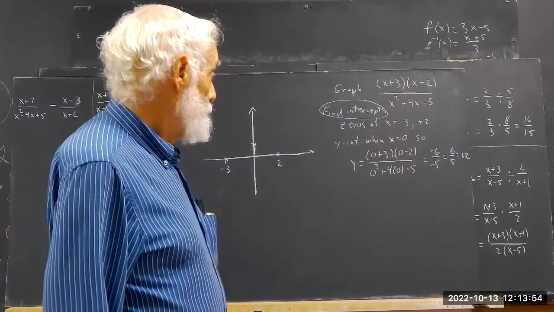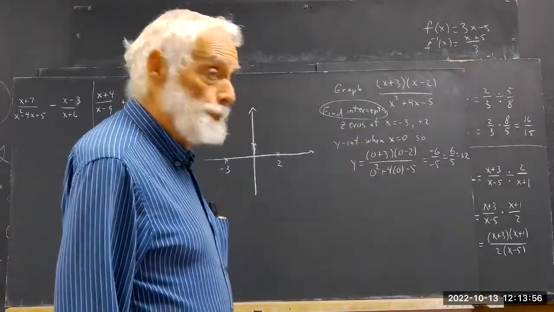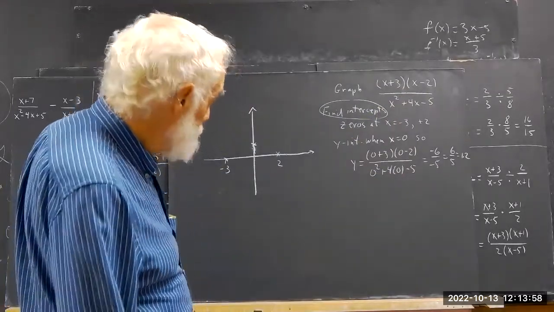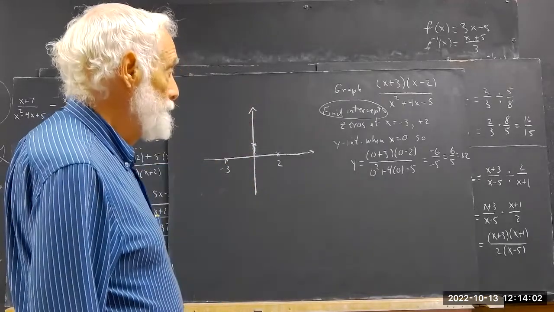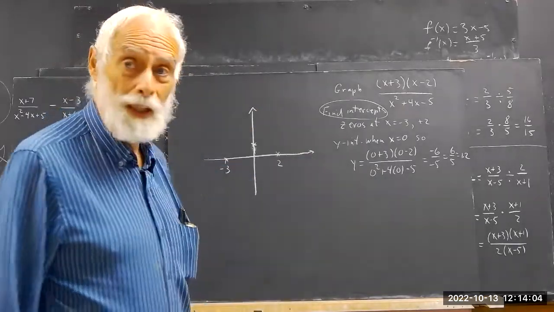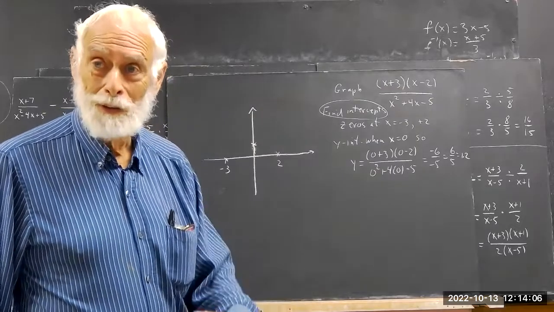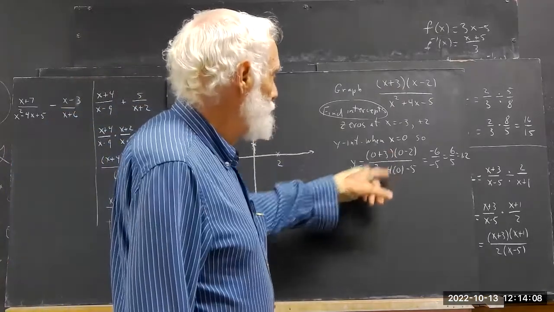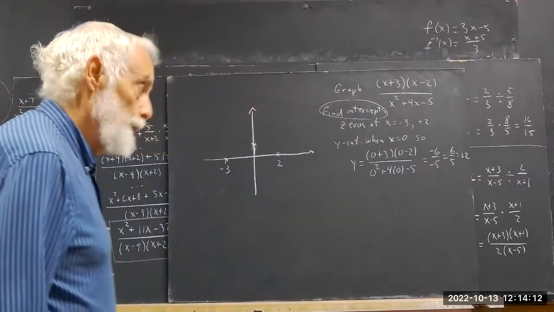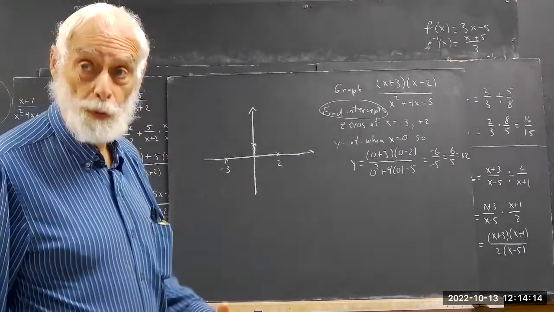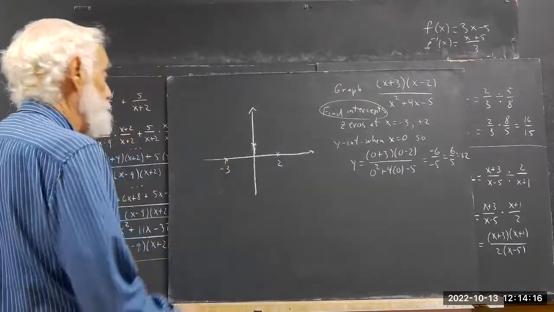Okay. The y-intercept occurs when x equals 0. Why? Because the y-axis is a set of points where x equals 0. Wherever the graph goes through the y-axis, the x-coordinate is 0. So we put in 0 for the x-coordinate, and we very easily get the y-intercept, 6/5 or 1.2. So here it is.